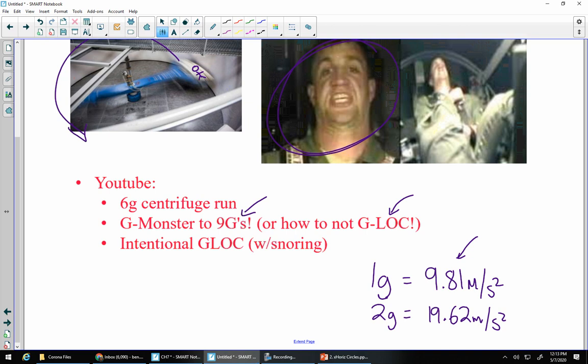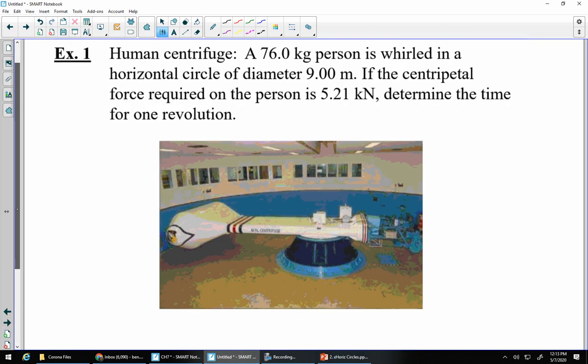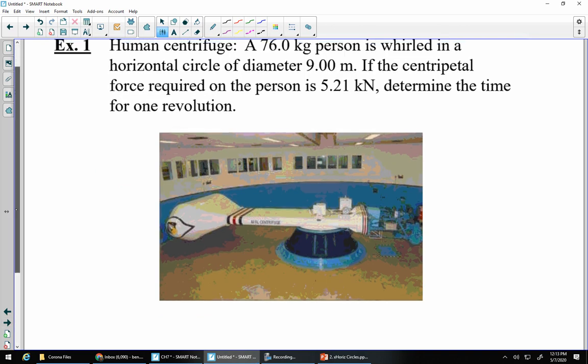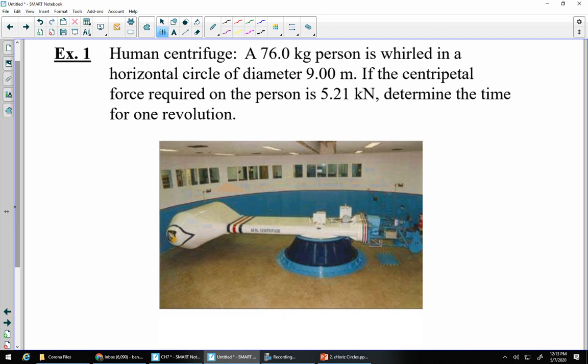Cool. All right, we are back, and we have an idea of a human centrifuge. So here is a little question about our human centrifuge. A 76 kilogram person is whirled around in a horizontal circle with a diameter of 9 meters. So we've got a mass in that first sentence, and a diameter of 9 meters. If the diameter is 9 meters, that means our radius must be 4.5 meters. Cool, okay.